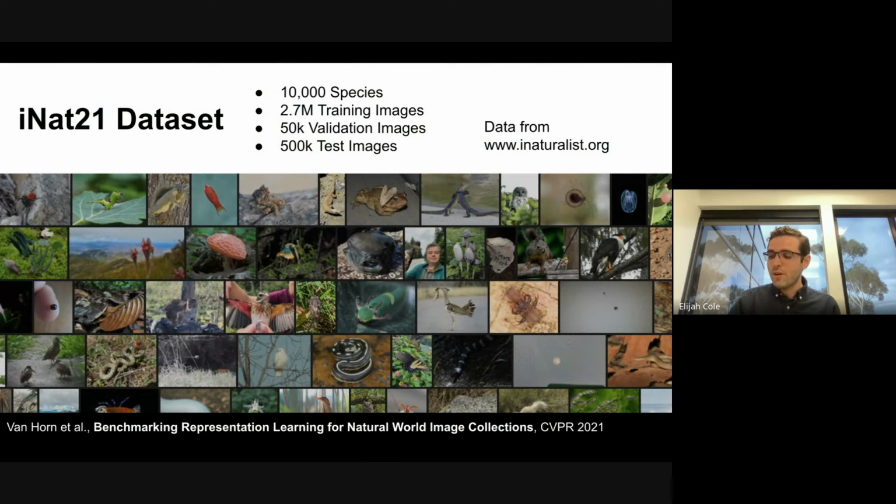One thing that we've worked closely with the iNat folks to do is to turn iNaturalist data into challenging computer vision data sets. Our most recent variant of this is called iNat 2021. This is a 10,000 way classification data set with 2.7 million training images, 50K val, and 500K test images that is meant to propose a challenge to recent work in computer vision.